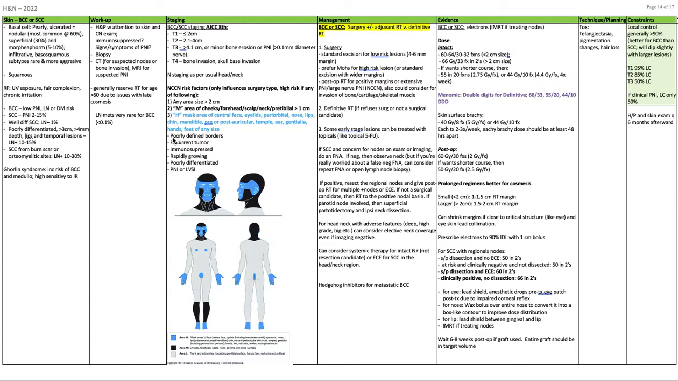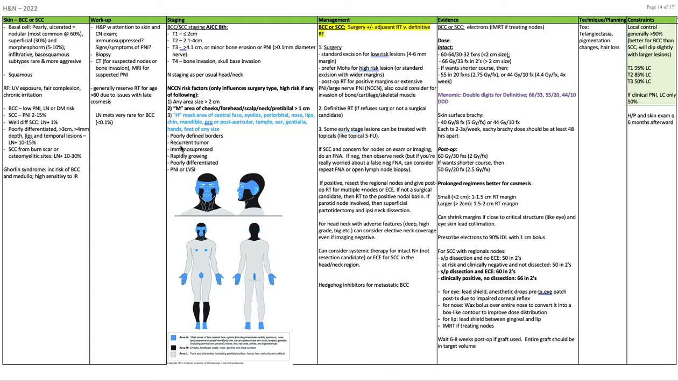And then the H mask area of the central face, the eyelids, the periorbital, nose, lips, chin, mandible, pre or post auriculars, you can see here, temple, ear, genitalia, perineum, inner portion of the buttocks, hands, and feet of any size.